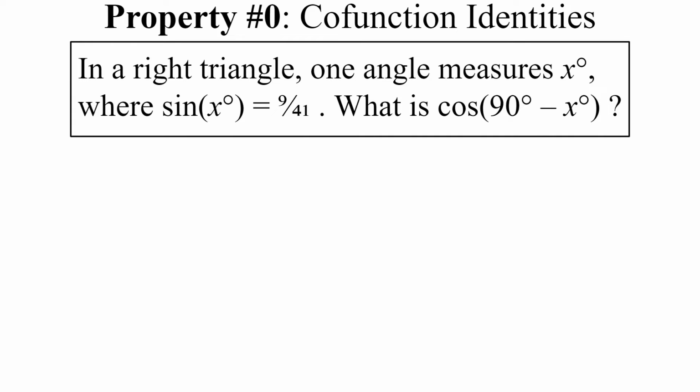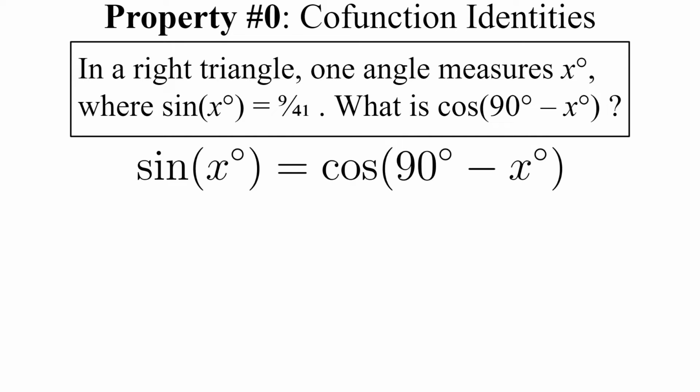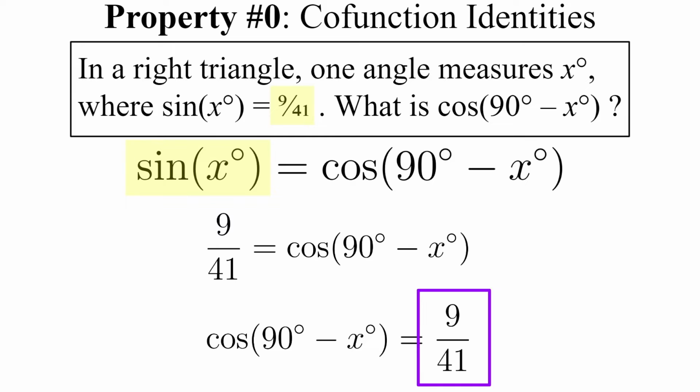All right, so for this one, they give us sine, and they ask us for cosine of 90 degrees minus x degrees. Well, as we just talked about, sine of x is equal to cosine of 90 degrees minus x degrees. So we can sub in sine of x with 9 over 41. And that's the answer. It's a very deceptively easy question. The only piece of information they gave you is literally the answer. You don't need to draw a triangle. This is just something they're testing you on that most people don't know.